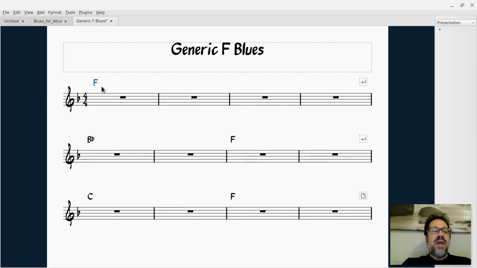And you see in the key of F, we have a 1 chord for 4 bars. And then the next 4 bars is 4, B flat, coming back to 1, F. And then the next 4 bars we have 5, C, coming back to 1, F. This is the basic structure of a blues. The first phrase is all about the 1 chord. The second phrase is about 4 coming back to 1. The last phrase is about 5 coming back to 1.